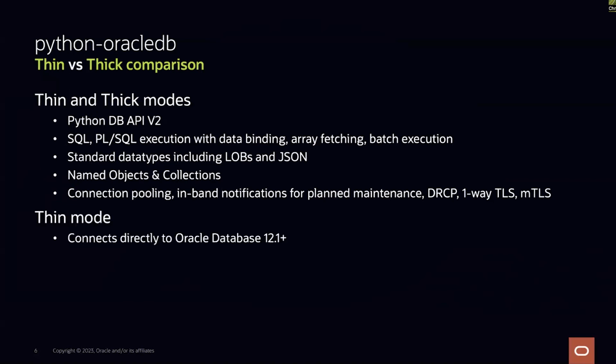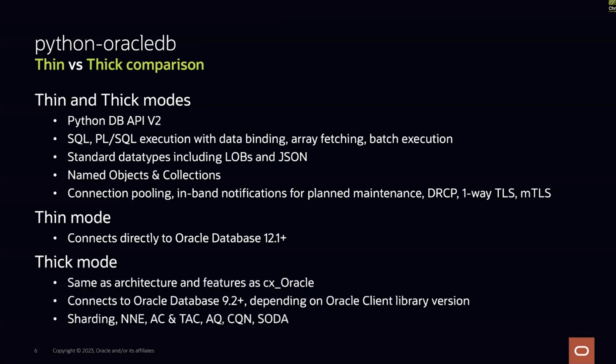So thin mode connects directly to Oracle Database 12.1. So it doesn't connect back to 11.2. That's a technical decision we took. It would actually be quite a bit of effort to make that happen. And 11.2 is kind of end of life, so we're moving forward. Thick mode does connect back to the older version. So if you need to still use an existing old Oracle database, just install Instant Client and continue using the driver just as you did with cx_Oracle.